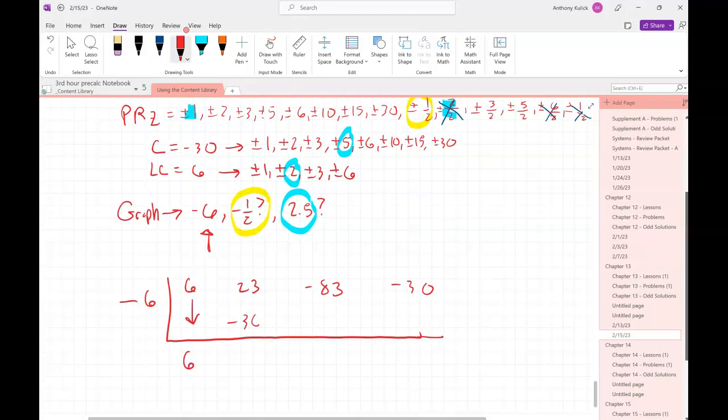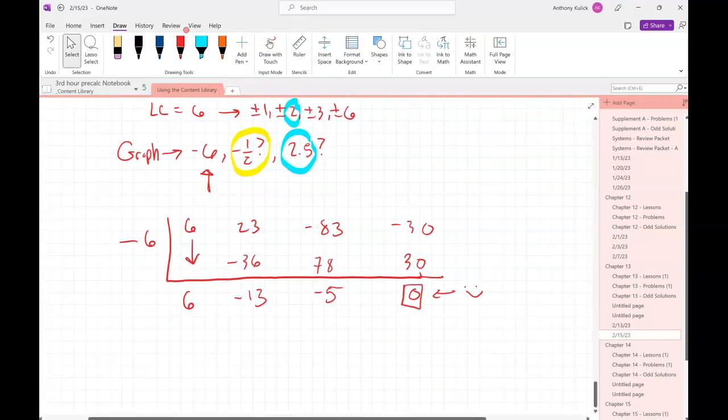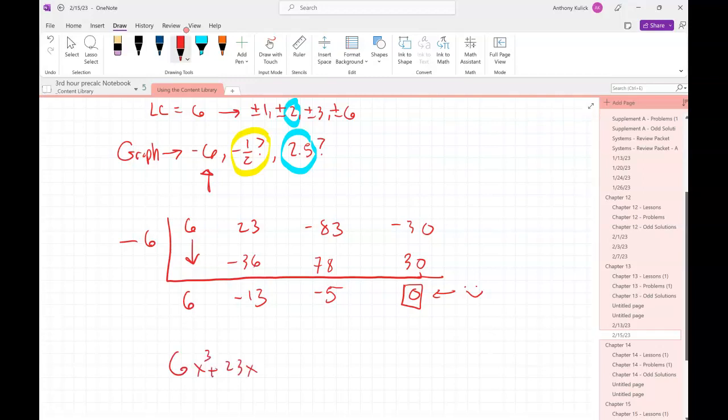So I'll go ahead and do my synthetic division now. 6 times 13 is 78. So that's done. I'm super excited because I got 0 for my remainder. So what that tells me is 6x cubed plus 23x squared minus 83x minus 30, the original problem, is equal to x plus 6.